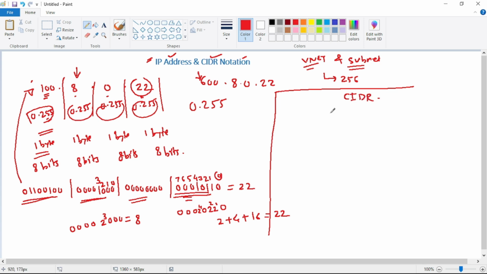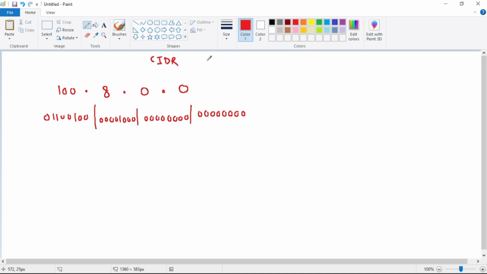Or rather I will open a new window. And now guys, we are trying to understand what is this CIDR. So again it is a notation using which we can provide the VNET or subnet IP address range.